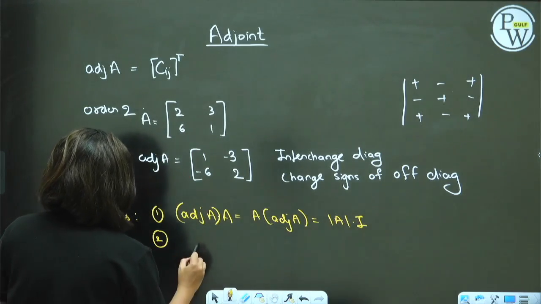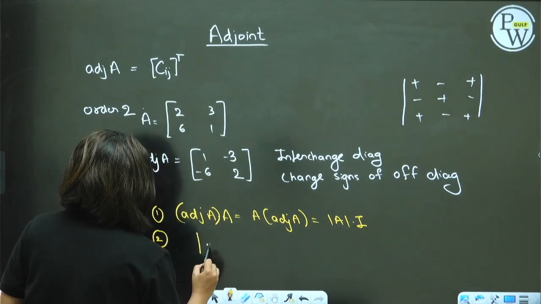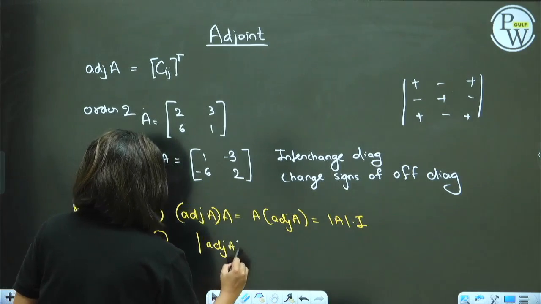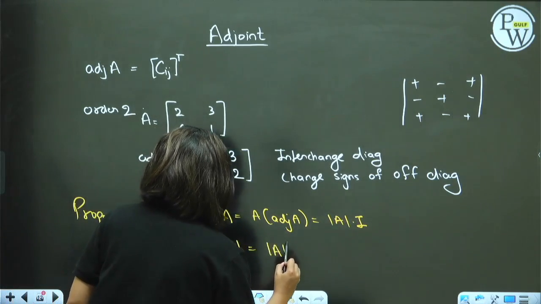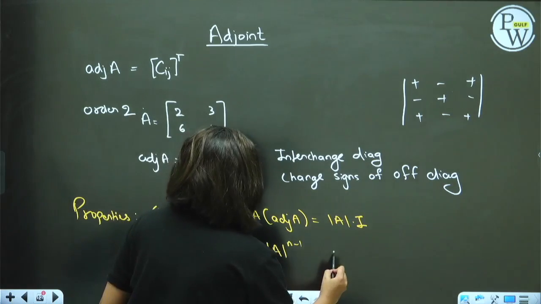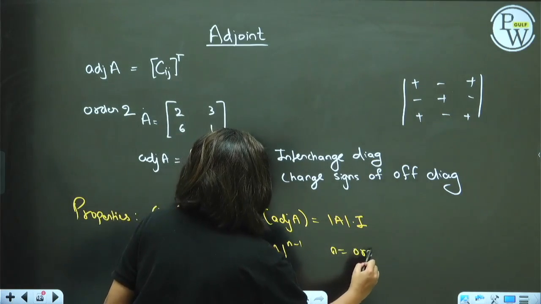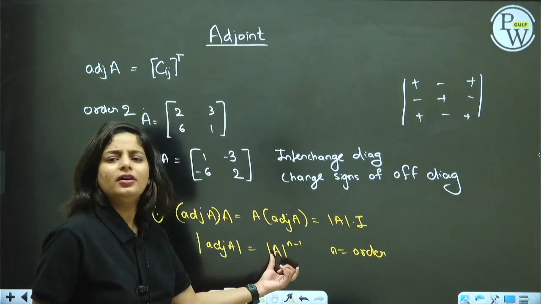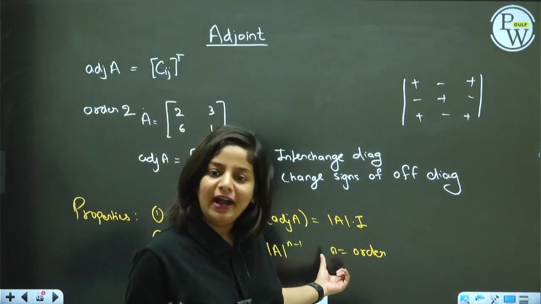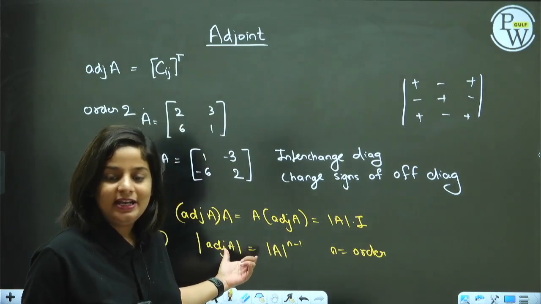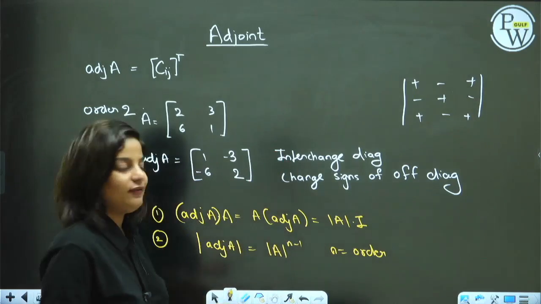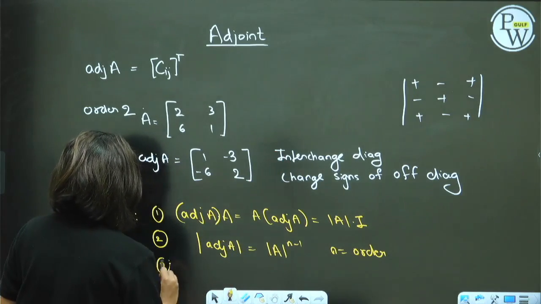Property 2: determinant of an adjoint matrix is equal to determinant of A raised to n minus 1, where n is of course the order. So when you know the matrix A, find its determinant and quickly get the determinant of the adjoint. There is no need to find the adjoint to find its determinant.